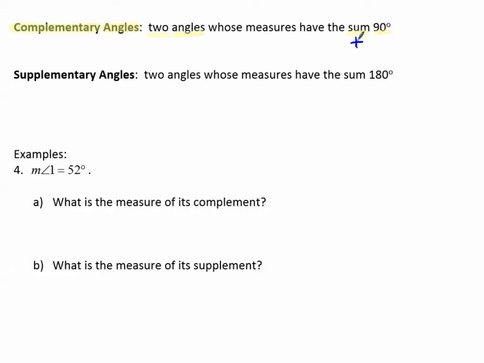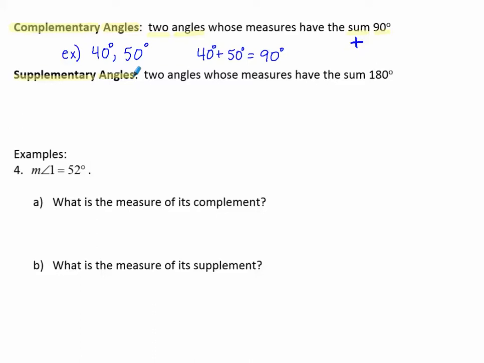So two complementary angles could be an angle that measures 40 degrees and 50 degrees. This is just an example. Why 40 and 50? Because 40 plus 50 equals 90. And two angle measures that are 40 degrees and 50 degrees add up to 90 degrees.